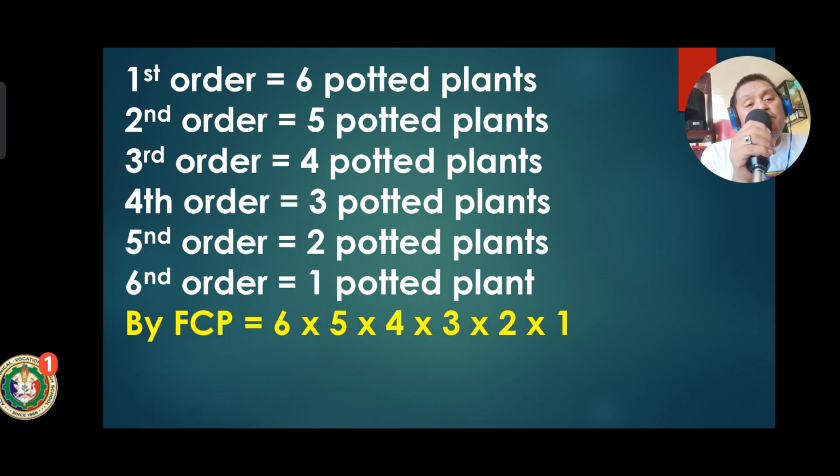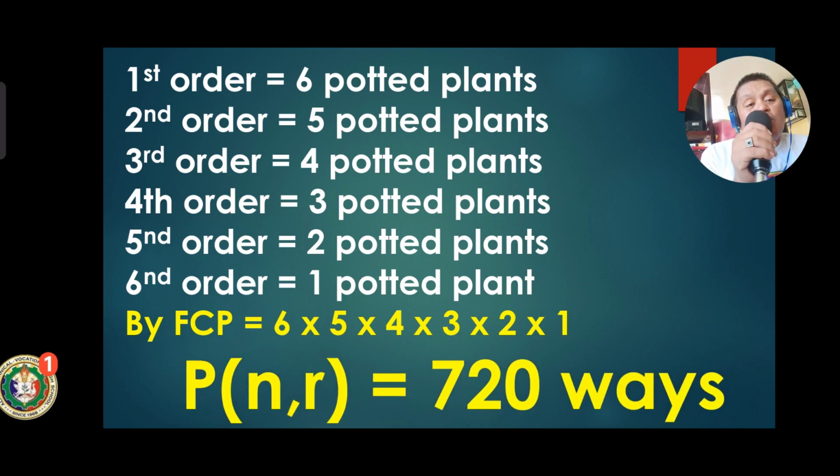So by the fundamental counting principle, we have 6 ways times 5 ways times 4 ways times 3 ways times 2 ways times 1 way, which is equal to 720 ways that these potted plants can be arranged.